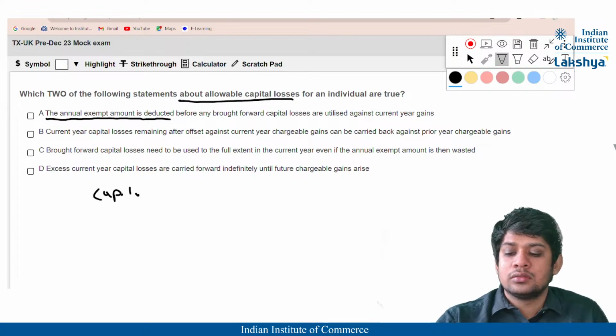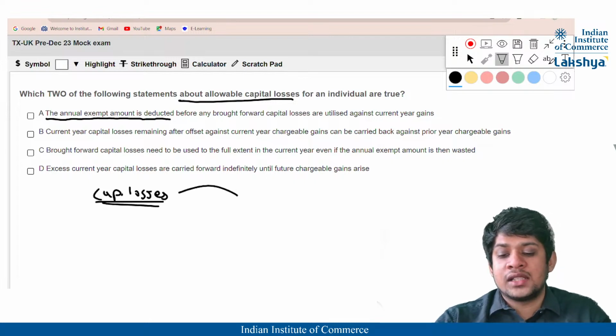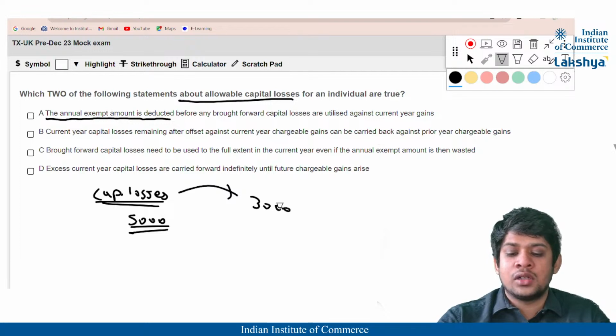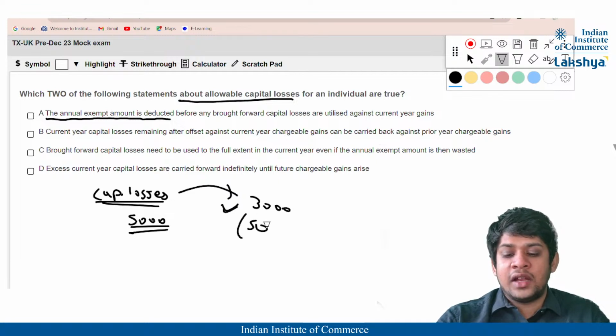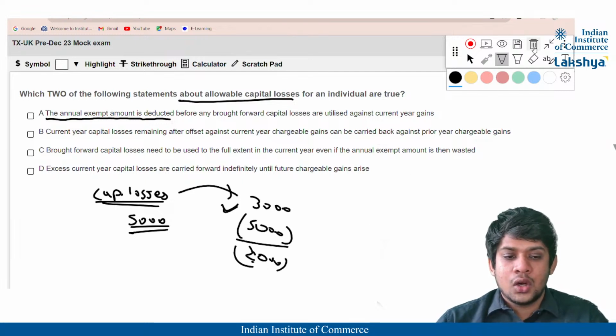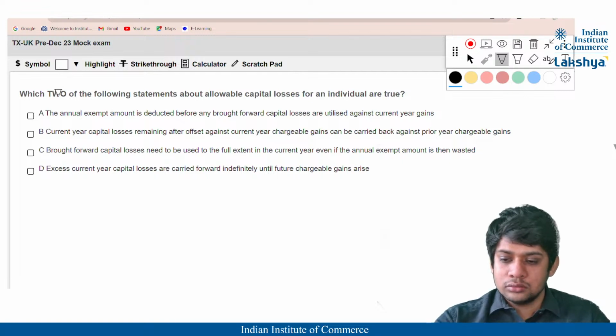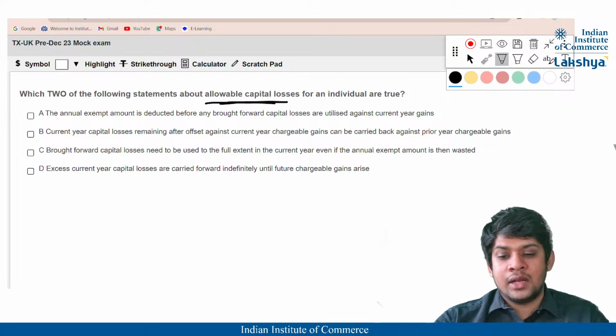Capital losses are nothing but, if I sold an asset, maybe I had purchased the asset for 5,000 and I sold it for 3,000. That means it is a loss to me, correct? Because 3,000 is my sales proceeds and 5,000 was the cost. So technically I have a loss of 2,000. So that is a capital loss that I have. Okay. Now, this capital loss can be claimed as a relief.